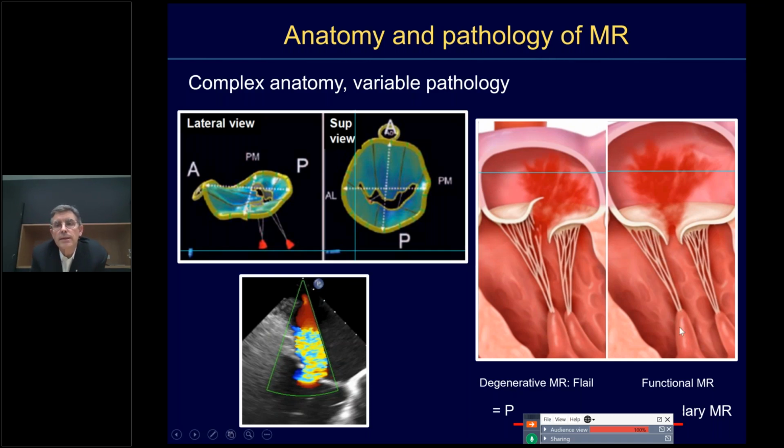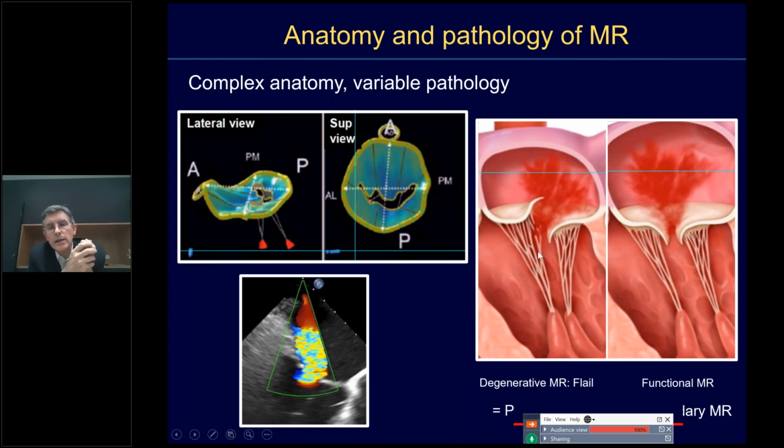These are the chordal structures that attach to papillary muscles, which in turn are part of the ventricular wall. So we talk about the leaflets, the chordae, the papillary muscles, and the ventricle in terms of the mitral valve apparatus. And there are two types of mitral valve regurgitation, if you like, that can be broadly grouped into what's called degenerative mitral regurgitation, or now called primary MR. And that relates to any of the leaflets becoming abnormal or the chordal structures becoming abnormal.